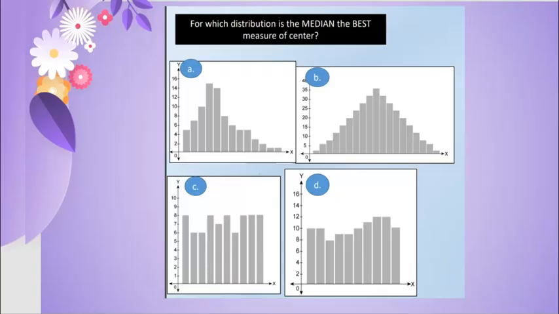All right, let's look at these four different distributions. For which distribution is the median the best measure of center? The median. Only the median.